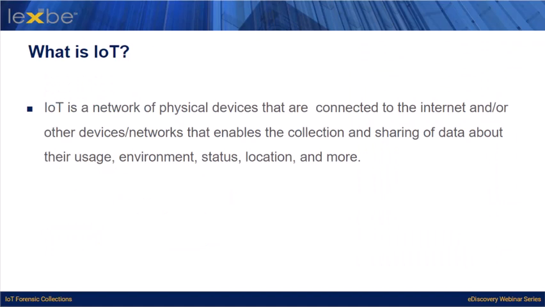All right, what is IoT? IoT is a network of physical devices that are connected to the internet, or other devices, or to proprietary networks that enable the collection and sharing of data about their usage, about the environment, about their status, about their location, and more. And with the exponential growth of IoT device deployments, there are a multitude of emerging applications that are often very specific to certain industries, like smart buildings and commercial real estate, or even more granular, specific to a very narrow use case, like transmitting pacemaker data to a physician.